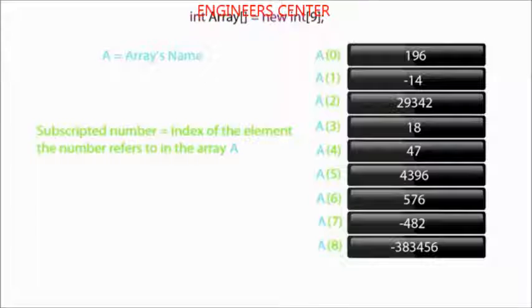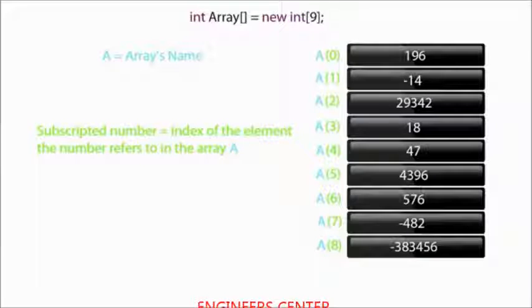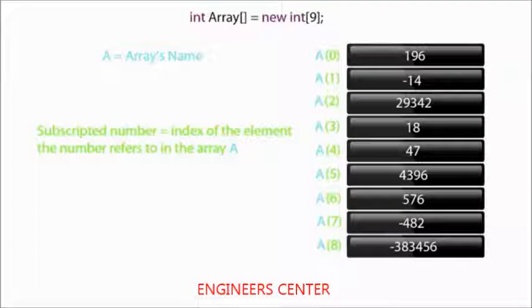If this was an array of doubles, I could certainly have decimals in there, or much bigger numbers, like huge numbers that I talked about in my video on data types.